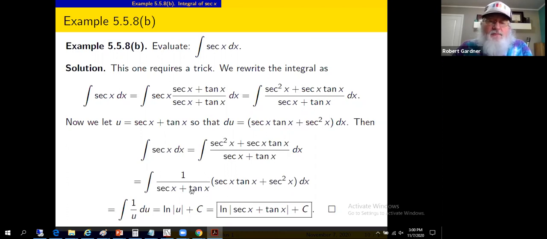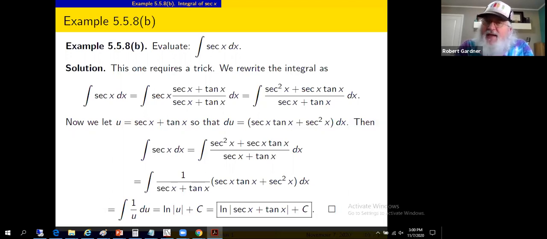This would be the u part. This would be the du part. So it actually works out really cleanly. No constants to move around. We just get 1 over u du. Applying that theorem, you know how to integrate 1 over u. It's natural log of the absolute value of u. Write it in terms of x's. u equals secant x plus tangent x. There's the indefinite integral. It worked.